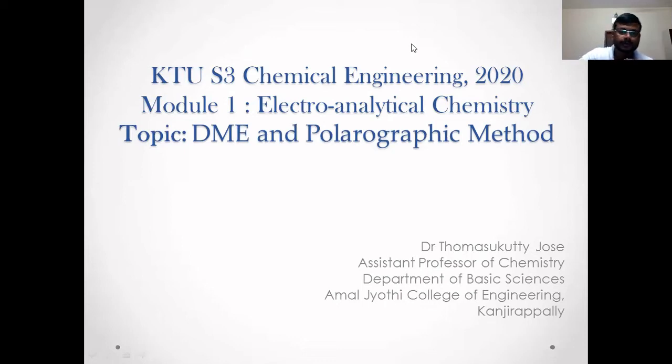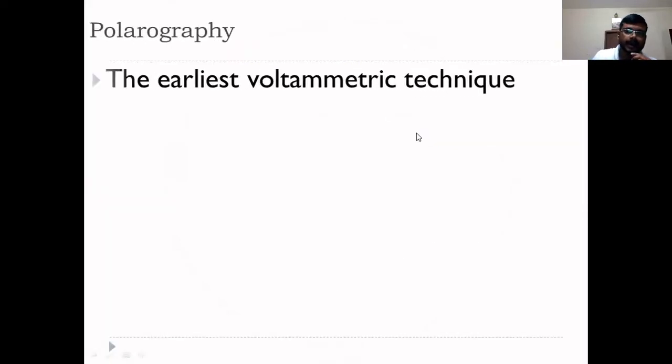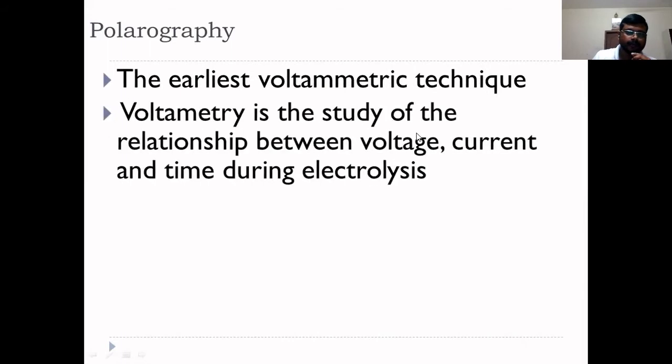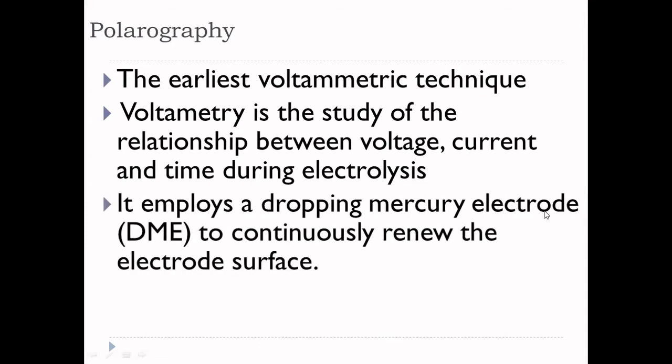Welcome to today's topic. Today we are going to discuss the polarographic method and the dropping mercury electrode. What do you mean by polarographic method? It is a type of voltammetric technique. What is a voltammetric technique? A voltammetric technique is the study of the relationship between voltage, current, and time during electrolysis. That is known as a voltammetric technique.